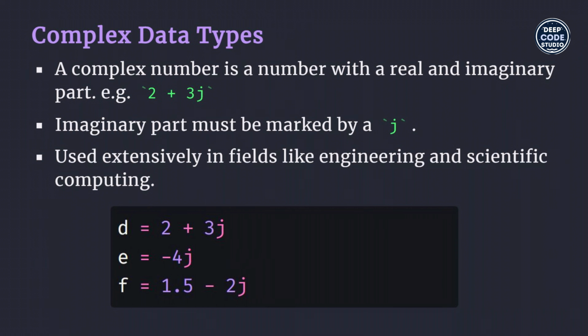Now you might be wondering, where are complex numbers used? They are used in signal processing for representing signals with amplitude and phase components. They are used in control systems for transfer functions, and they are also used in quantum mechanics to describe the wave functions of particles. If you are not dealing in these fields, you don't need to worry about it, but please keep in mind that Python also has this type, complex numbers.